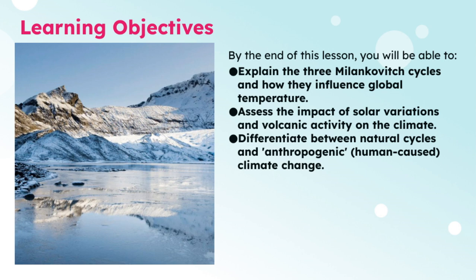Second, you should be able to assess the impact of solar variations and volcanic activity on the climate. Solar variation means changes in the sun's energy output. Volcanic activity can affect climate by releasing ash and gases into the atmosphere. Third, you should be able to differentiate between natural cycles and anthropogenic climate change. Anthropogenic means caused by human activity.